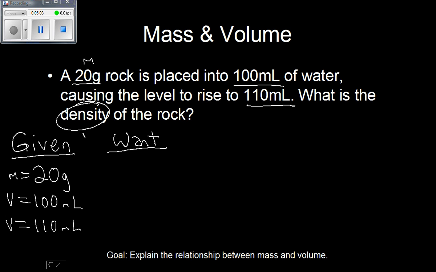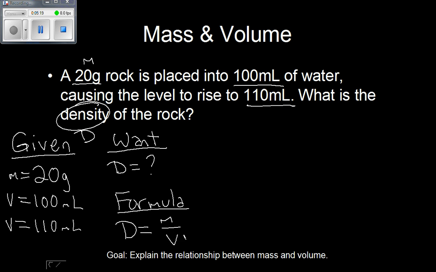And the problem is asking us to solve for the density of the rock. Next, we want to figure out what formula we want to use. The formula, as you'll be given it on your reference table, is d equals m over v. So we don't actually need to rearrange it since d is what we're solving for. However, you'll notice that there are two v's over here and only one v in here.